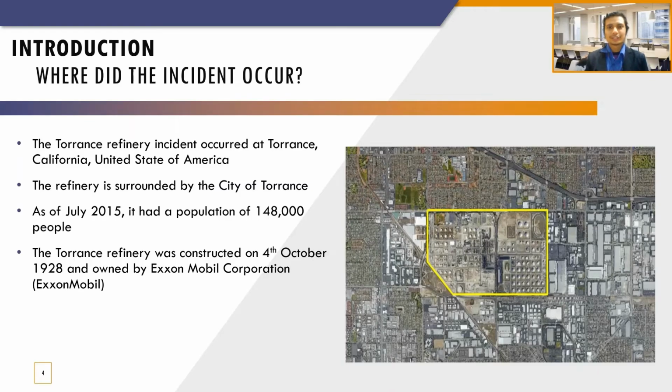A little bit of introduction. This incident occurred at Torrance Refinery, which is located in California, United States of America, and this refinery is surrounded by the city of Torrance, as you can see from the figure below. It had a population of 148,000 people in 2015, and it is owned by ExxonMobil Corporation and was constructed on 4 October 1928.